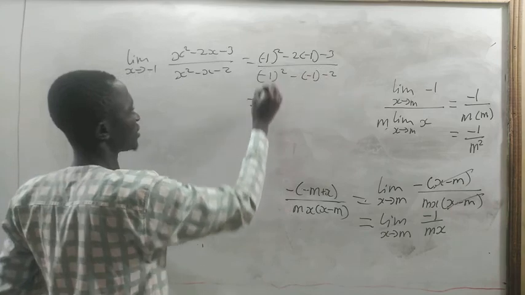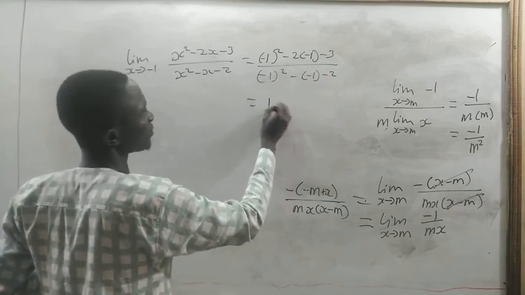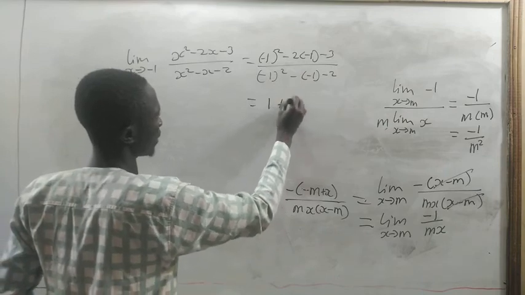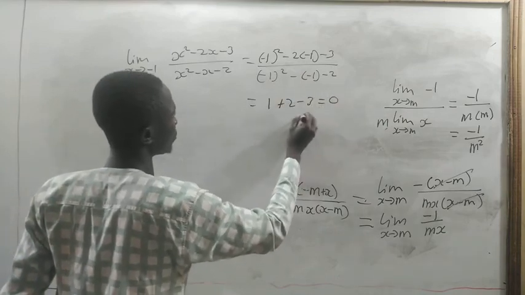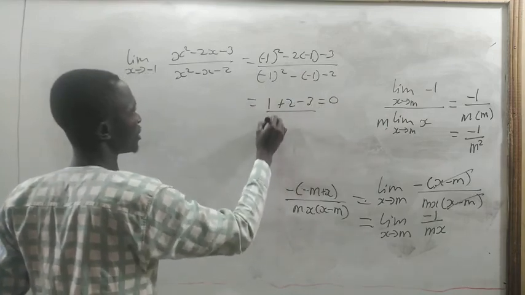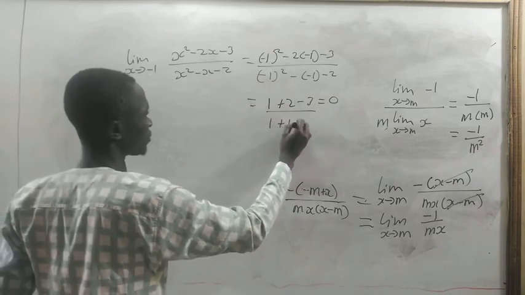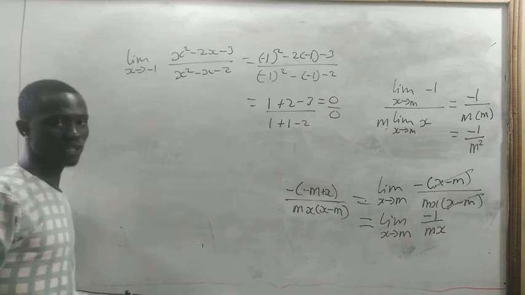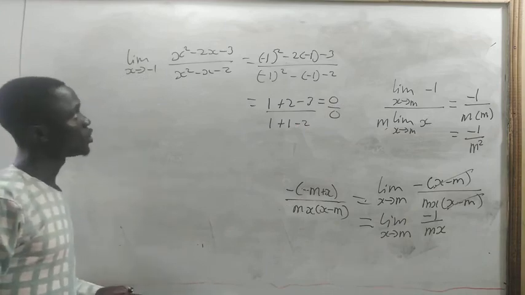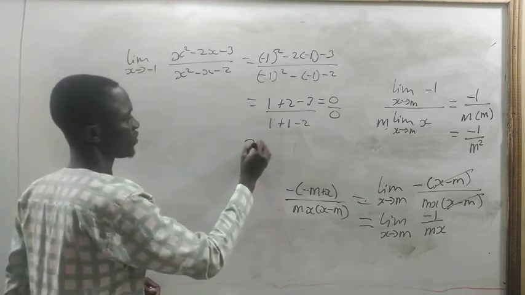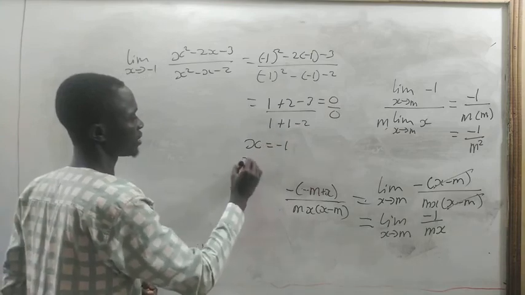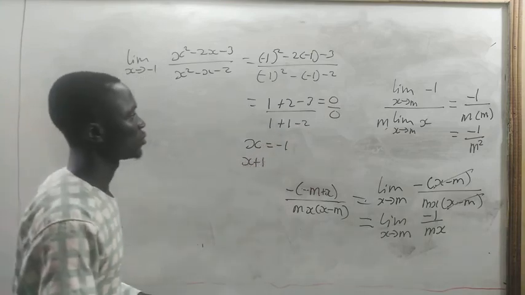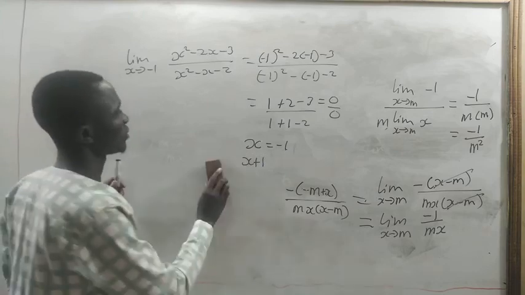So this will give us positive 1 plus 2 minus 3, that will give us 0. The denominator gives positive 1 plus 1 minus 2, that will also give us 0. So you have 0 divided by 0. Which means that if you have x equal to negative 1, it means x plus 1 is a common factor. So let's figure it out.